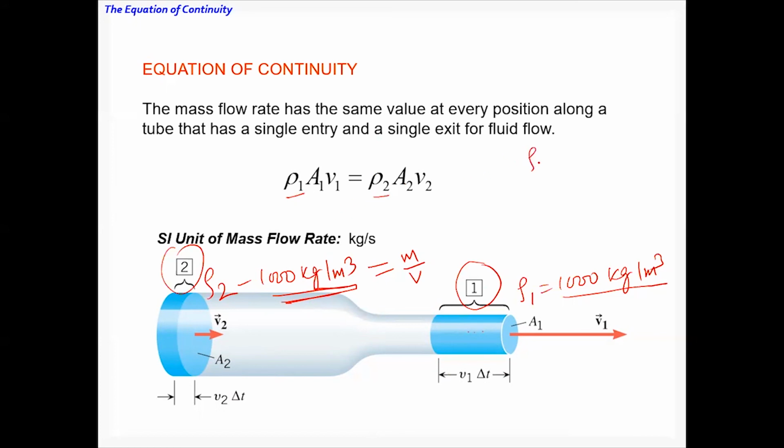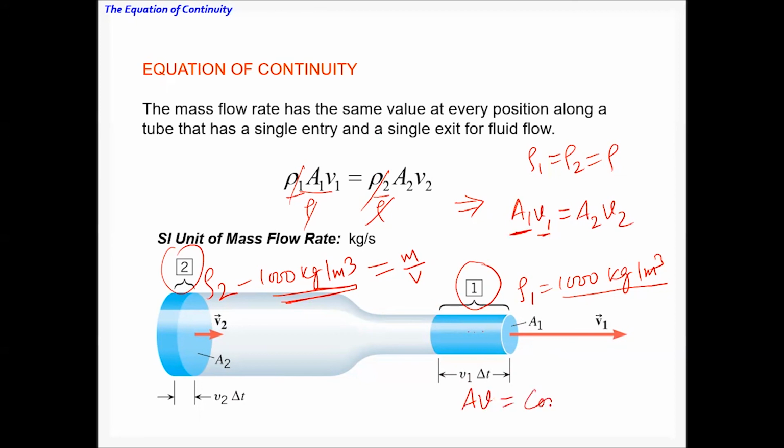Let's say rho 1 equals rho 2 equals simply rho. If you divide both sides by rho, then it cancels out. Then you have the simplified version of the equation of continuity, which is A1 v1 equals A2 v2. Area times velocity is constant. In other words, A v equals constant. That's the simplified version of the equation of continuity, which is applied for incompressible fluid.